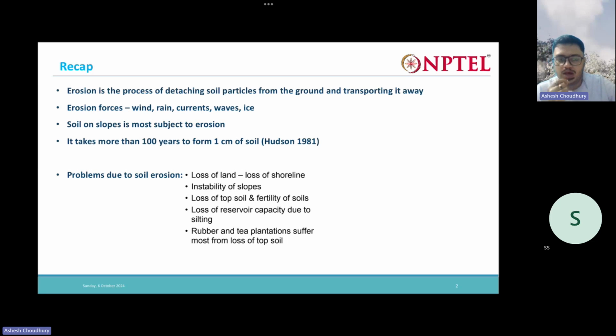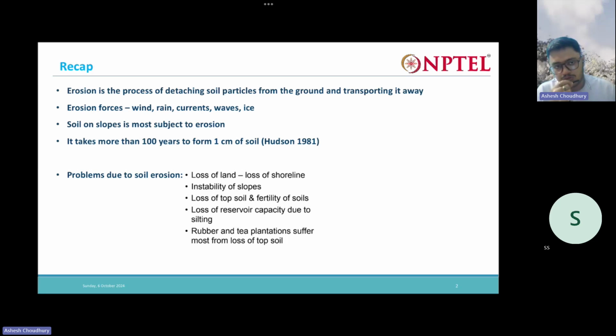We have currents of rivers. If you have a river flowing, it will erode away its banks, which is a very big problem in many places, where due to river erosion the sides of the land are lost. A huge amount of land is lost to the river, and due to this there is a lot of loss of life and property also. Where people live very close to the river, their houses are destroyed.